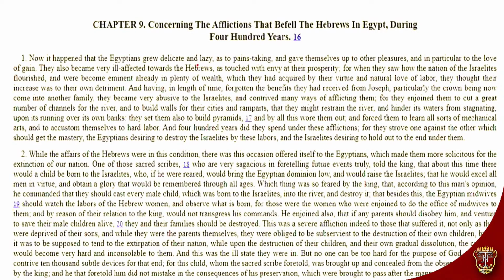So it said they put us to work. We had to build moats. We built pyramids, and did a number of things, and had to accustom ourselves. What does it say? Hard labor. To hard labor and mechanical arts, right? Read. And 400 years did they spend under these afflictions, for they strove one against the other which should get the mastery, the Egyptians desiring to destroy the Israelites by these labors. Wait. Read that again. It says, for they strove what? For they strove one against the other which should get the mastery.